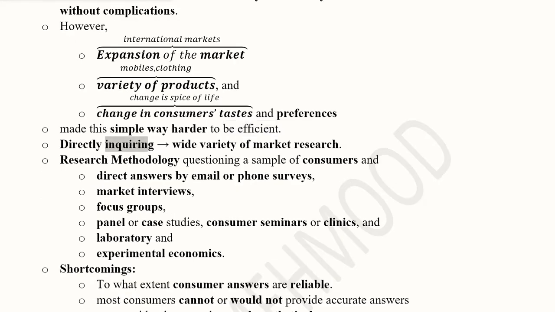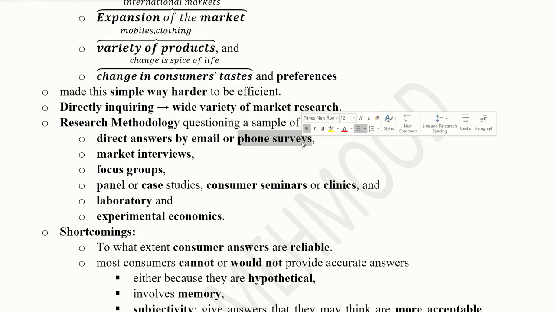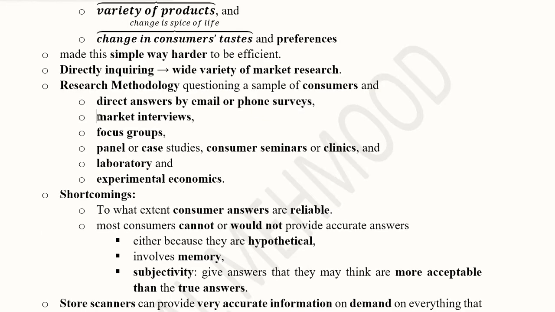The second type is about directly inquiring, so it allows us to conduct market research with a wide variety, because we can observe people. Observation using modern tools like cameras or scanners can help us gather quite a bit of information. In this process, the research methodology that we use is a sample of the consumers, where we can use direct answering of emails and phone surveys, we can call them. And there are also ways of market interviews.